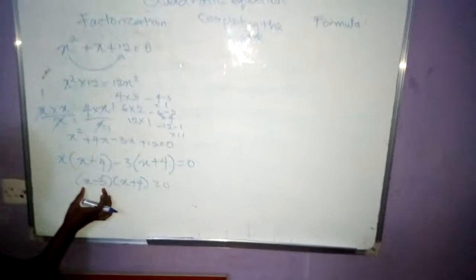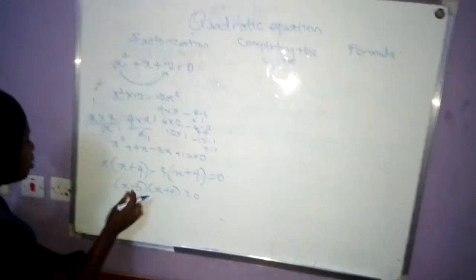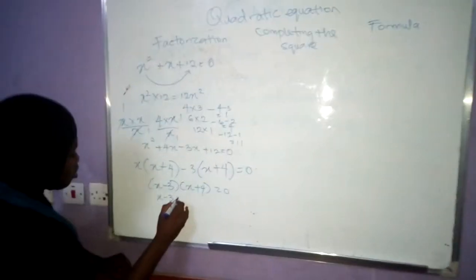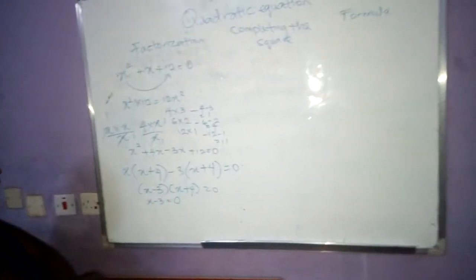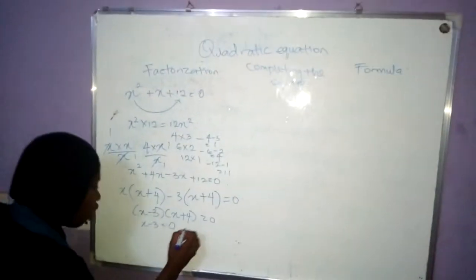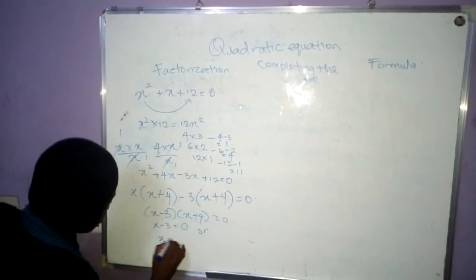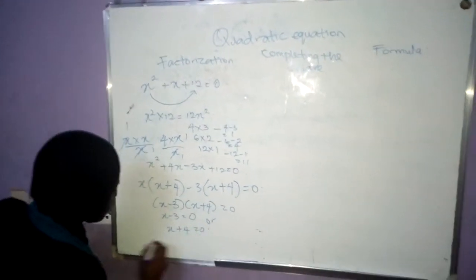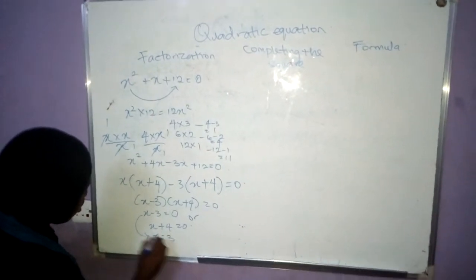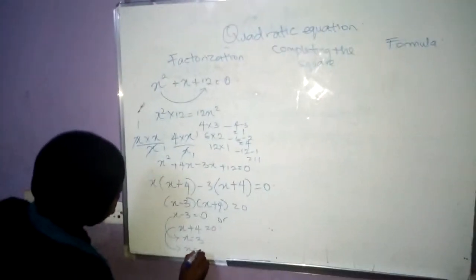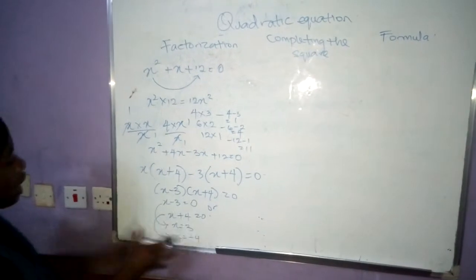So we will now take the brackets one by one. Bring it out: x minus 3 is equal to 0, or x plus 4 is equal to 0. We equate both to 0. Which means that x is equal to 3, while this one means that x is equal to minus 4. You understand how I did this part?